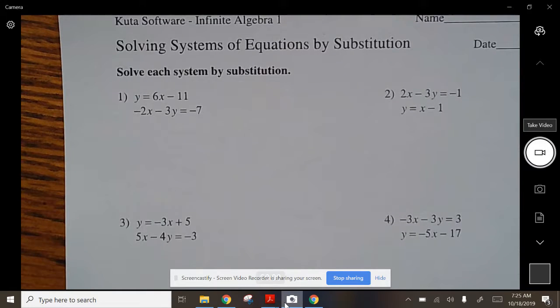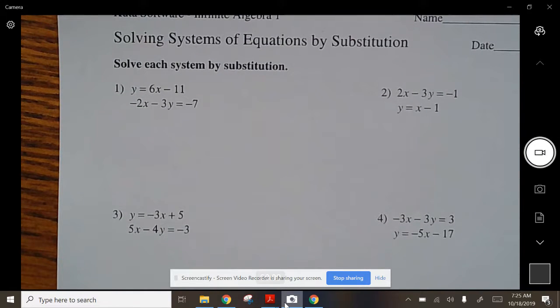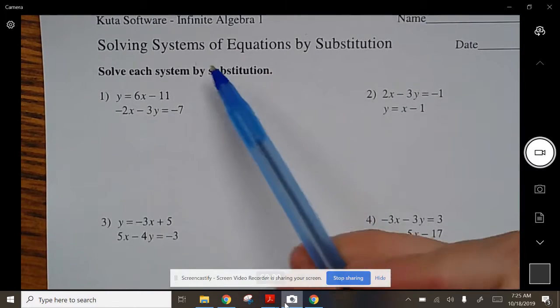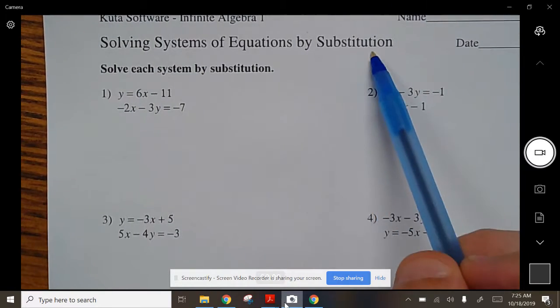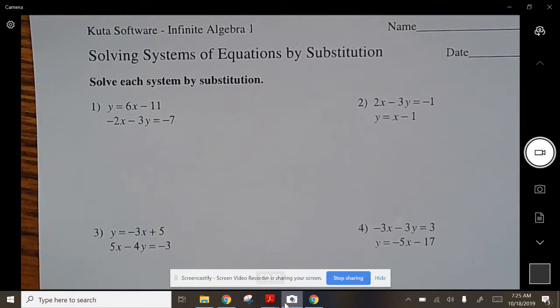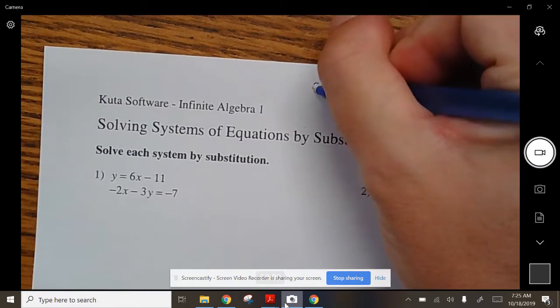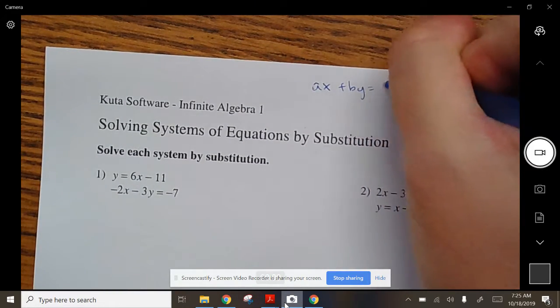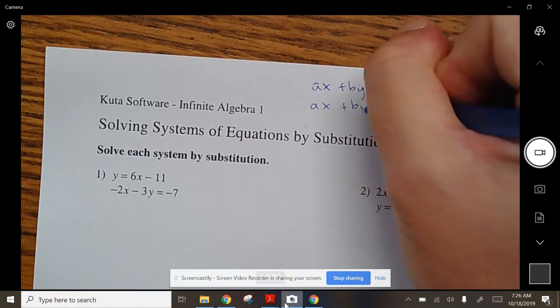Okay, we're going to take a look at what we're going to learn next week. And what it's called is solving systems of equations by substitution. Before, we learned about elimination. And if we go back to elimination, we would have them both lined up, right?